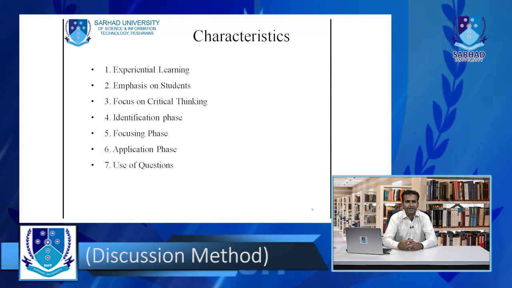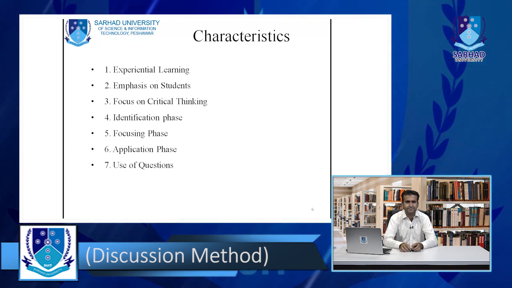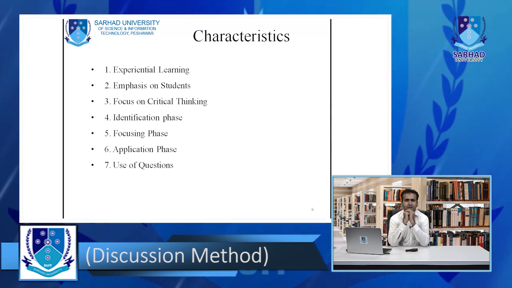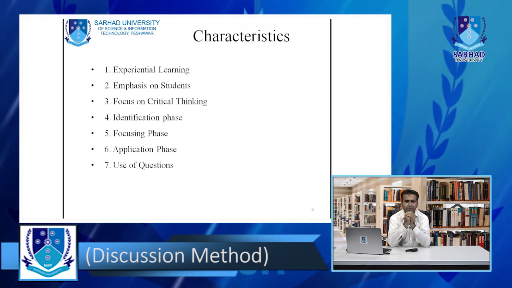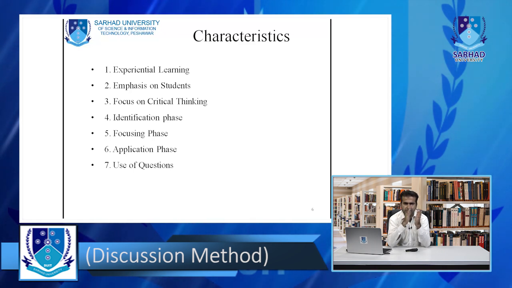Next one is identification phase. Another characteristic of the group activity or discussion method is identification phase. What are we doing in identification phase? It gives an opportunity to identify the mental levels of the students, the learning capabilities of the student, the presentation skills of the student, the writing skills of the students, exploratory skills of the students, interpersonal skills of the student.